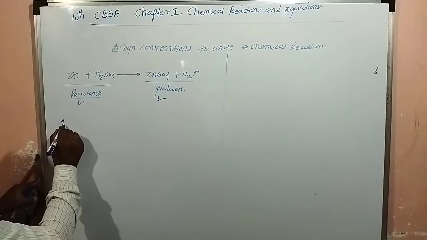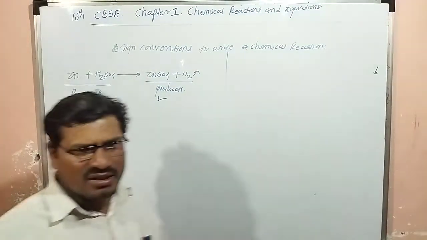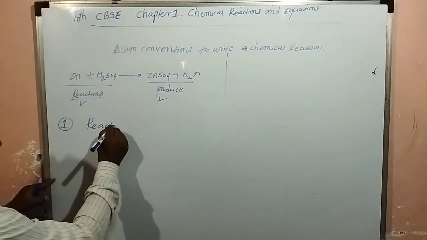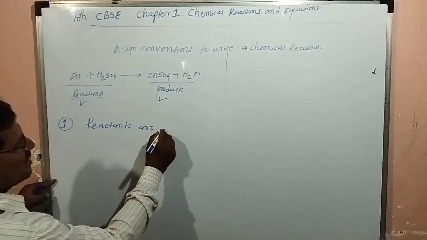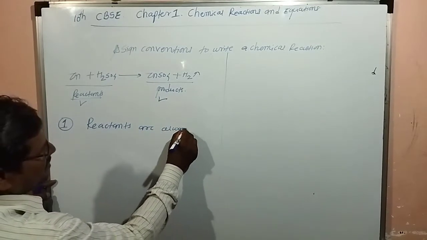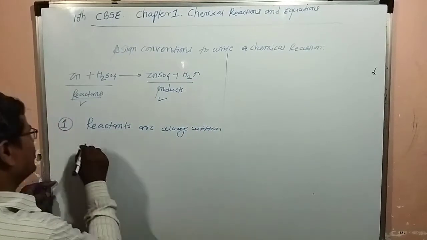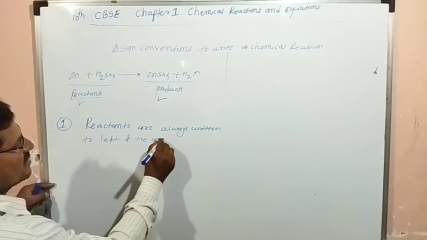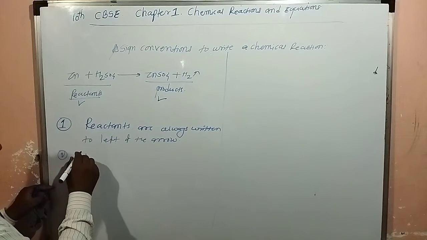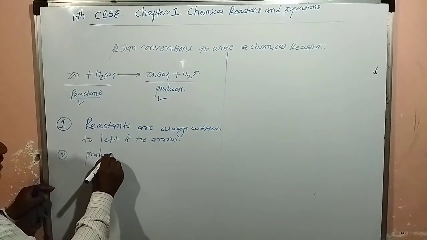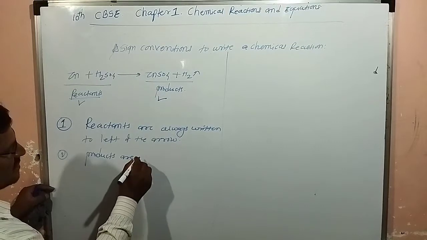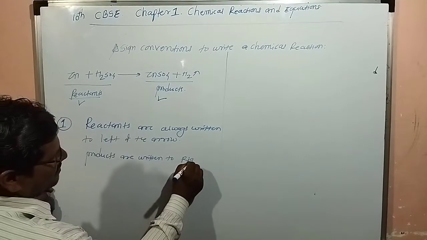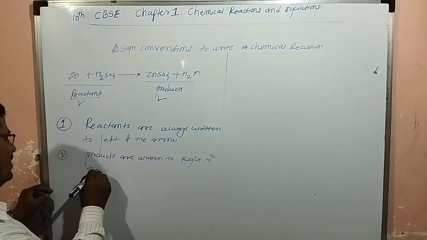So the first sign convention is there. Reactants are always written to the left of the arrow, the LHS of the arrow. Second thing is there, products. Products are written to the right of the arrow.